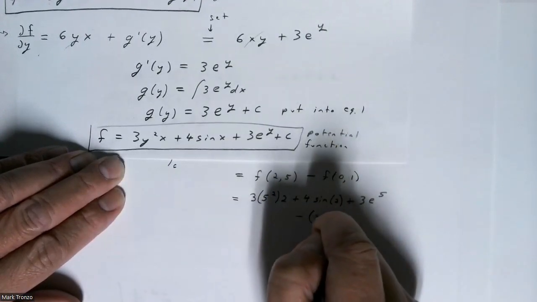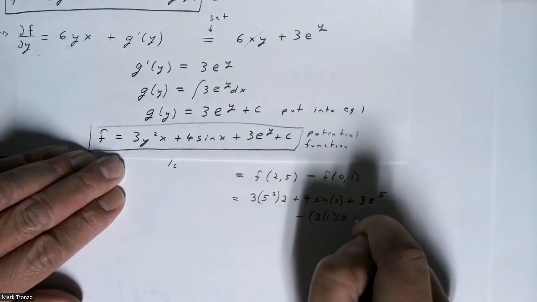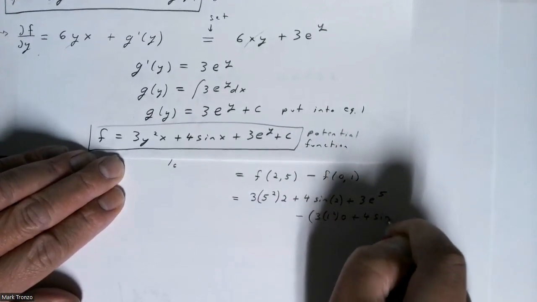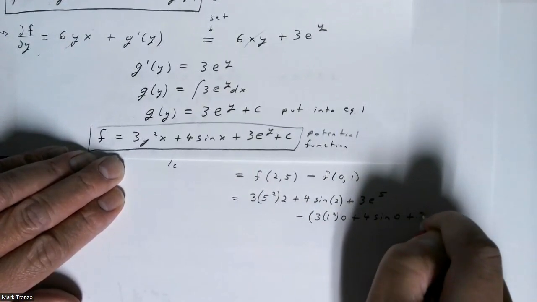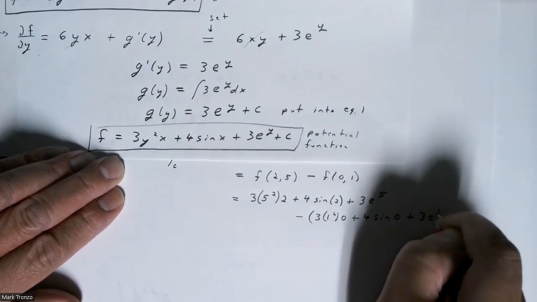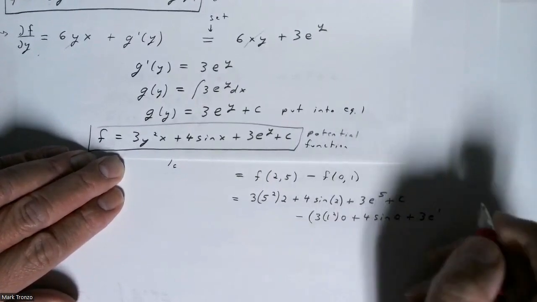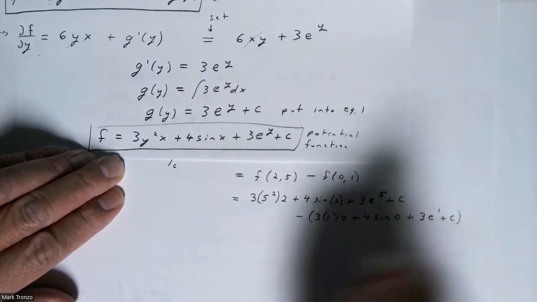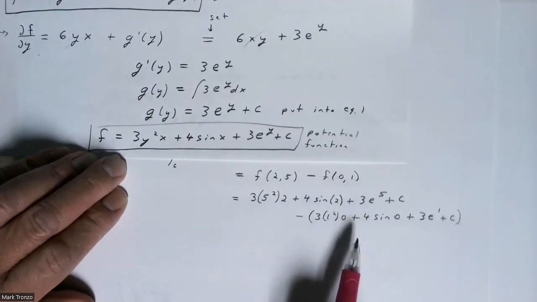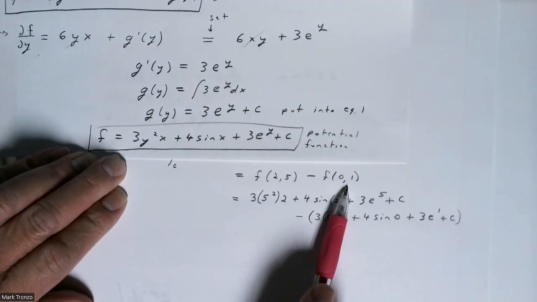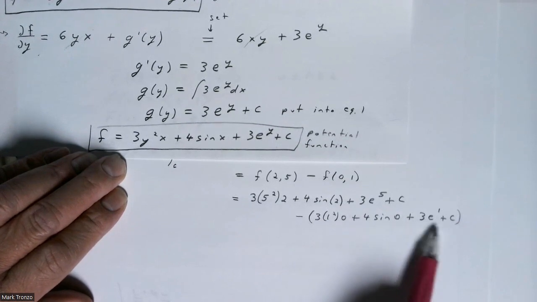Then subtract the 0, 1. This is going to be 3, 1 squared times 0. That's going to go away. Plus 4 sine 0. Plus 3 e to the first. Oh, by the way, I knew that we had bounds, so I knew our constants were going to disappear. But if that makes you a little uncomfortable, let me put the constants in there. But you can see they're going to cancel out. So I put the beginning point. We get 0, 4, 0, 3 e to the 1.